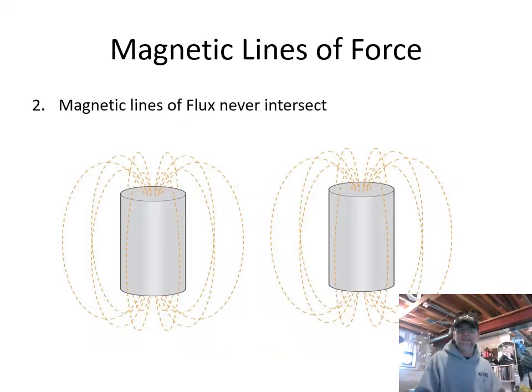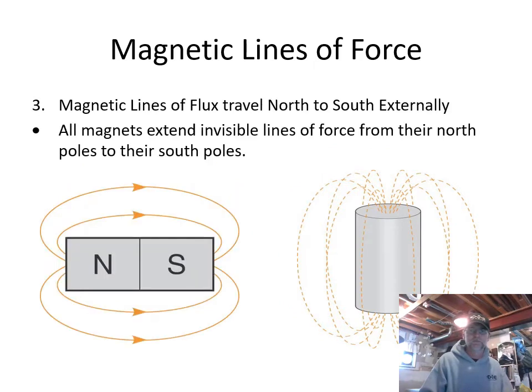These lines of flux never intersect. So here's the best image I have that's 3-dimensional, and we can see our lines of flux all the way around our bar magnet, and none of these ever cross. When we get through a couple more slides, we'll understand why that is. So they travel north to south externally.